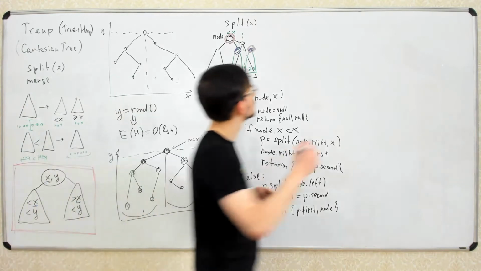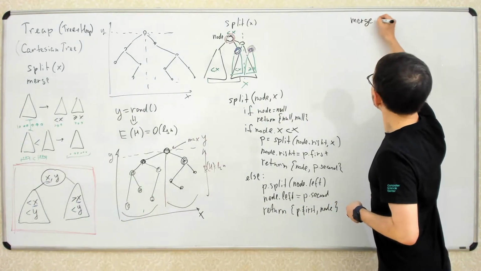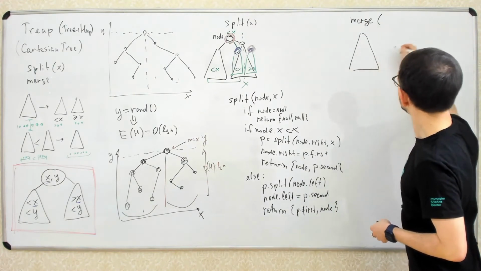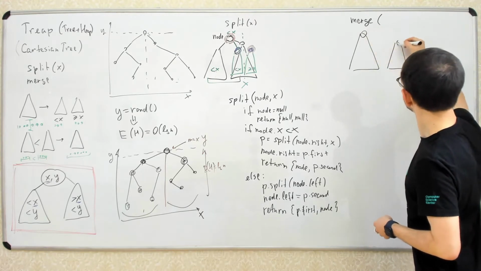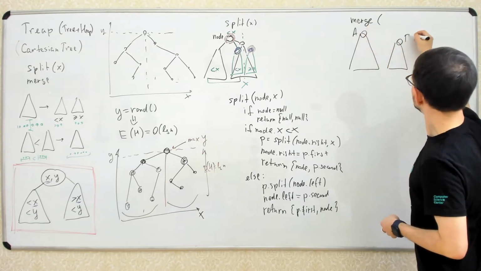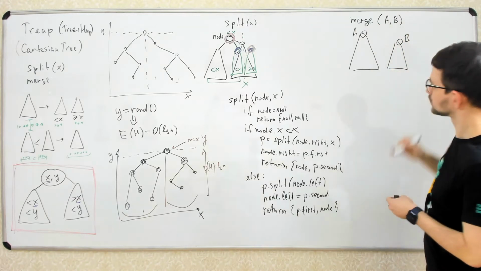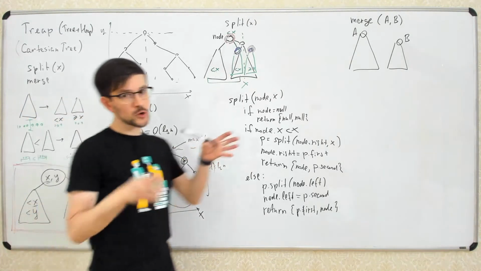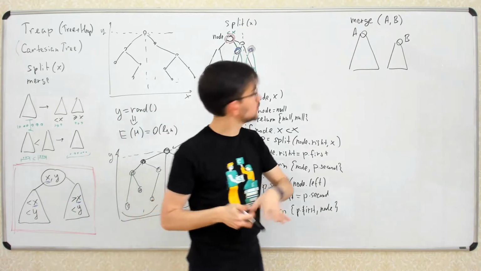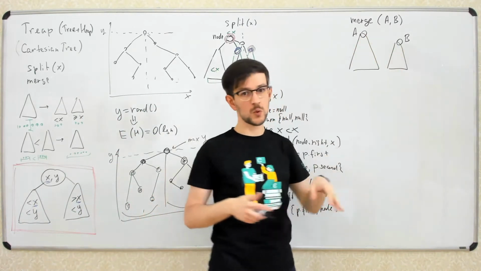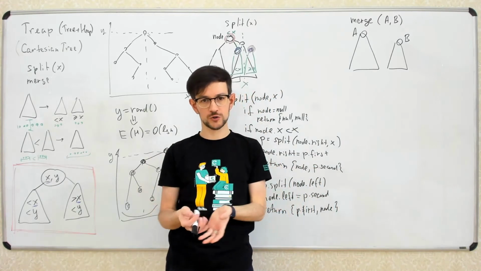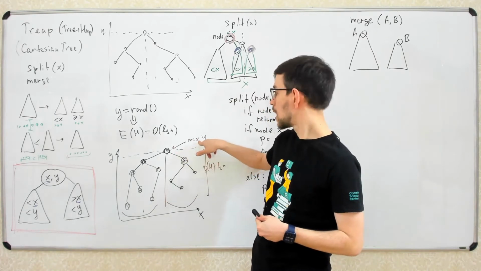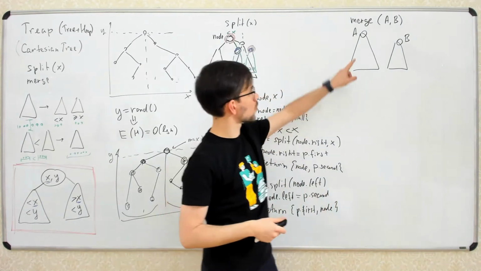Now the merge operation. In the merge operation, I need two trees. So I have one tree and another tree. Let's say I have trees A and B. So how do we merge those two trees? Let's see which of these two nodes will be the root of the merged tree. The root of the tree is always the element of maximal y. So the element of maximal y is one of the roots of these trees.